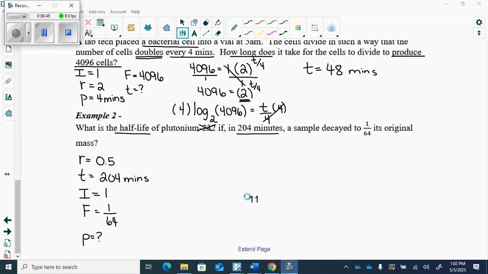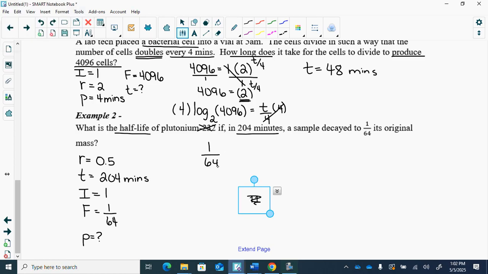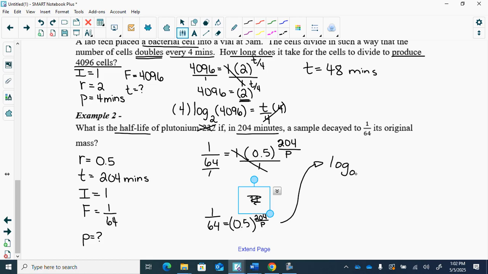Our final is 1/64 equals 1, 0.5 to the 204 over P. So I'm going to divide the 1 over, so if I have my initial and my final, I divide it over. So I get 1/64 equals 0.5 to the 204 divided by P. Then once again, I don't know the exponent, I have to convert to a log. So I get log base 0.5 of 1/64 equals 204 over P.